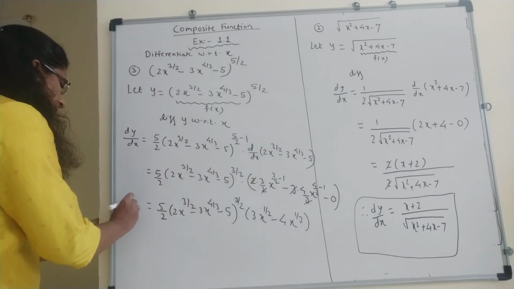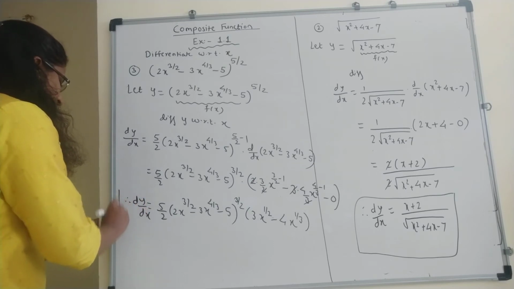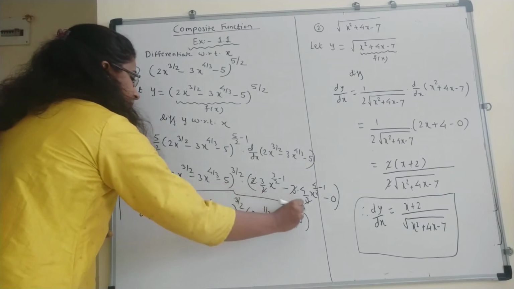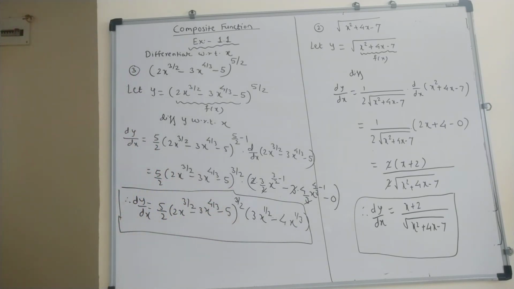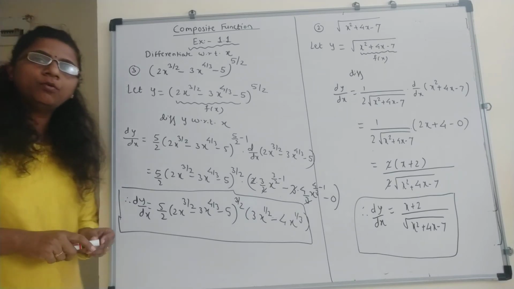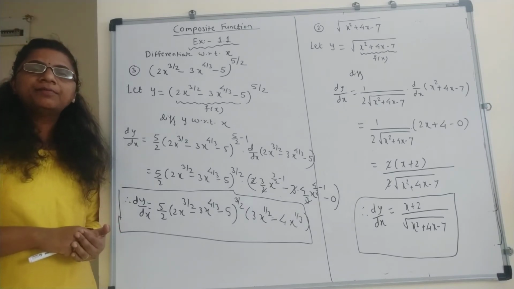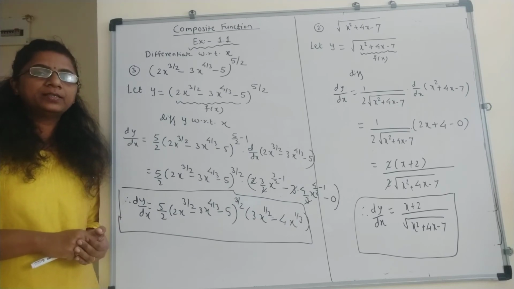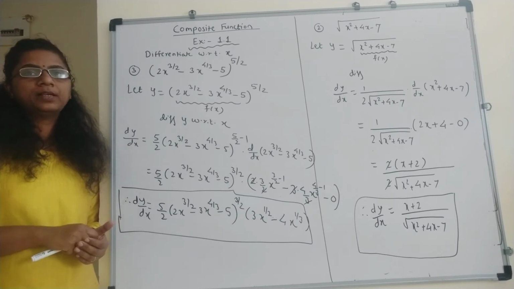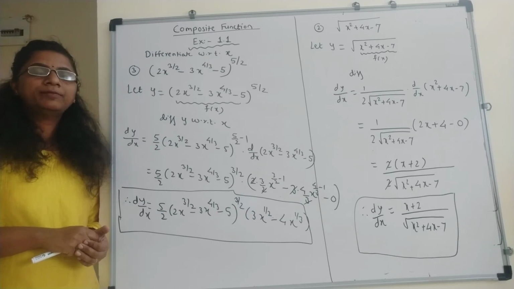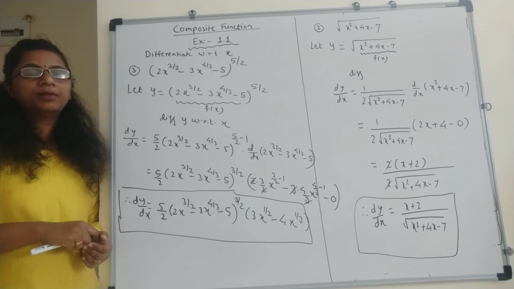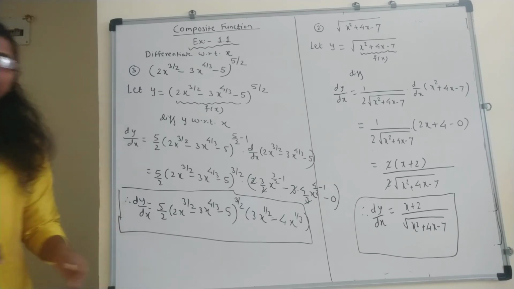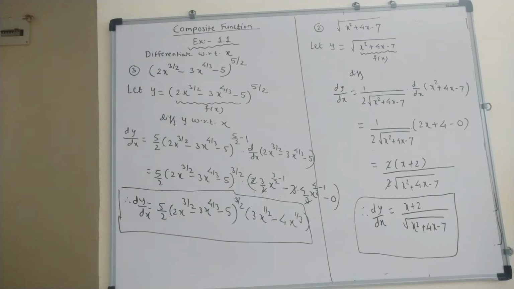So this is your final dy by dx value. Now in these questions, we have considered only two formulas. Which two formulas? Derivative of f(x) raised to n is n f(x) raised to n minus 1 into f dash x, and derivative of root f(x) is 1 upon 2 root f(x) into f dash x. f dash x is always the derivative of the inner function, that we'll consider here. Based on these formulas, we'll continue with the next question.